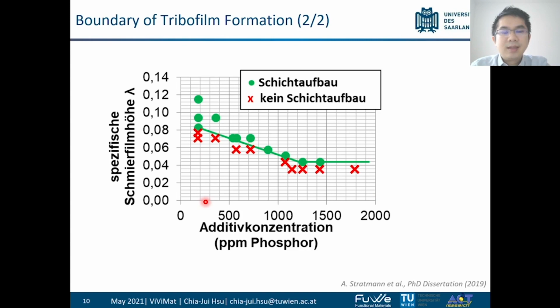And we start thinking: is it possible to find a way to go into this red region? So we chose 500 ppm of phosphorus and slightly decreased the rotational speed to have a lambda ratio of 0.06, and we use laser surface texturing as a tool for this approach.